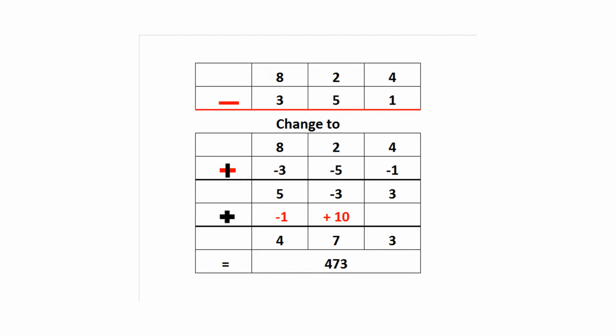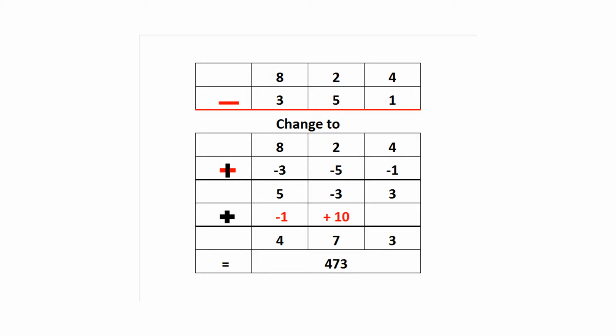For this subtraction, we have 824 minus 351. We immediately change the second row. We apply the negative to 3, 5, and 1 and change the negative sign to a plus sign. So now we have, starting with the rightmost column, 4 plus a -1 is 3. 2 added to a -5 is -3. And 8 plus a -3 is 5. The tuple 5, -3, 3.